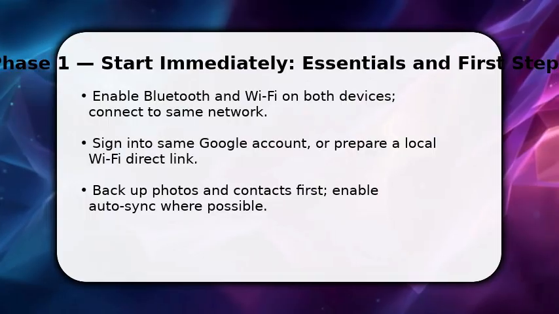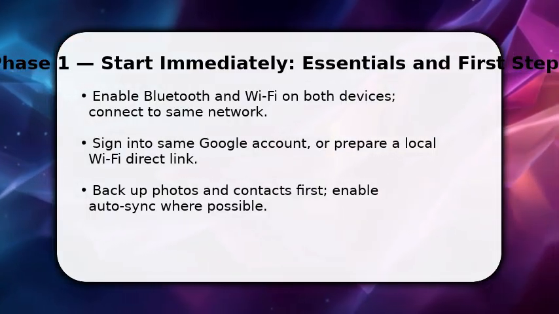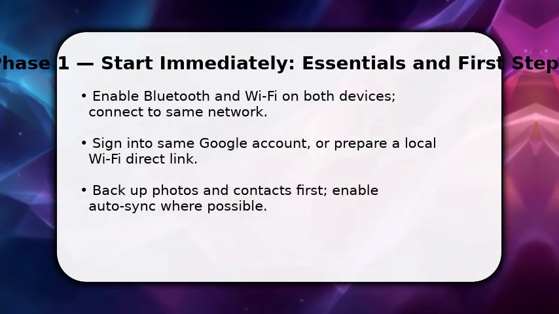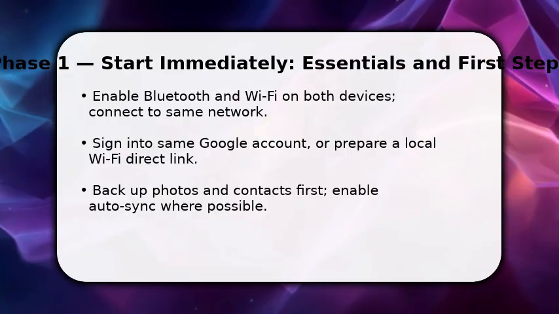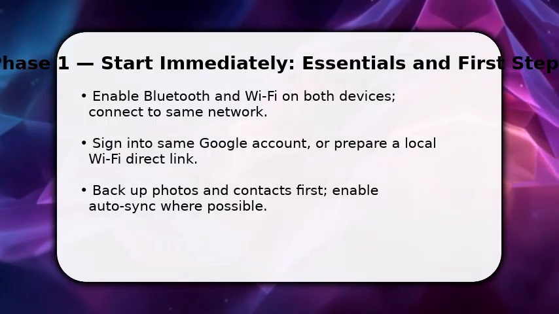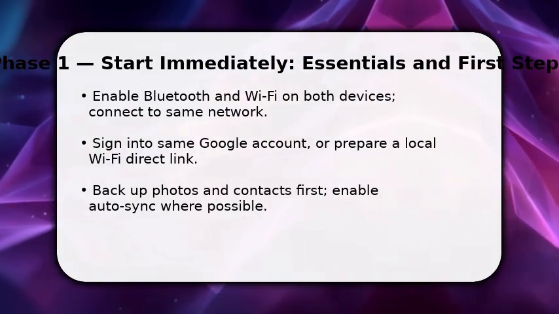You're going to start by getting both devices ready. Enable Bluetooth and Wi-Fi and sign into the same Google account so services align. Once done, open Settings on your phone and enable Nearby Share or Device Connection. This initiates discovery. Make sure Battery Saver is off and that both screens are unlocked.